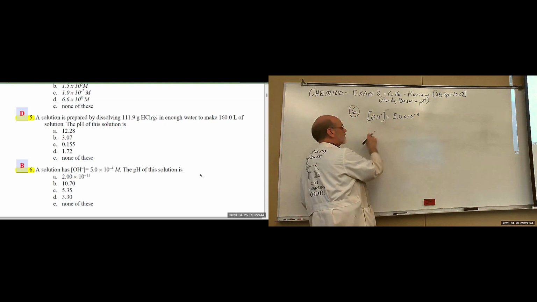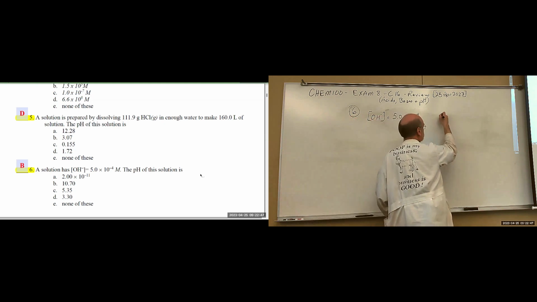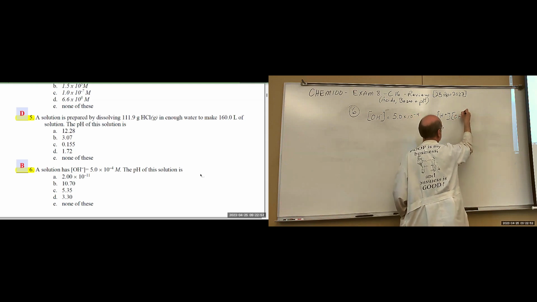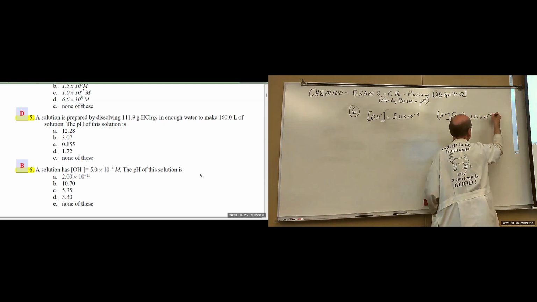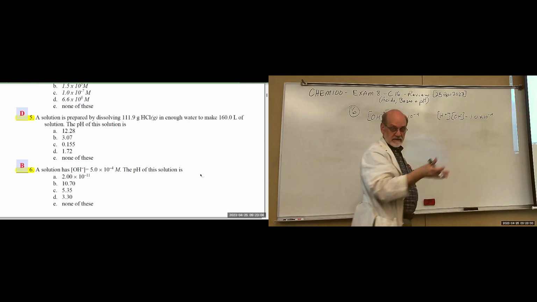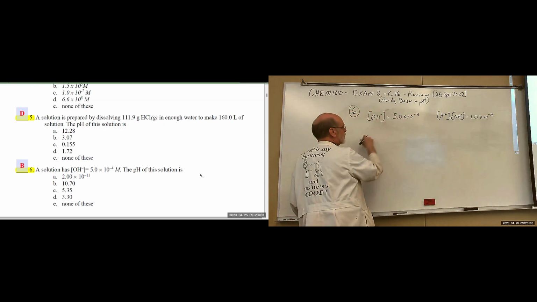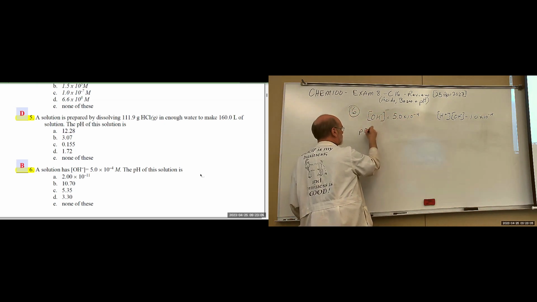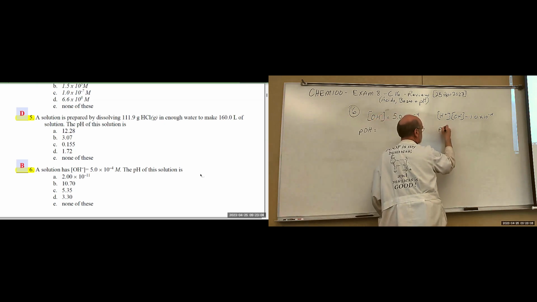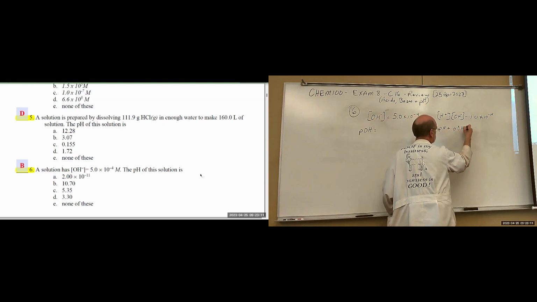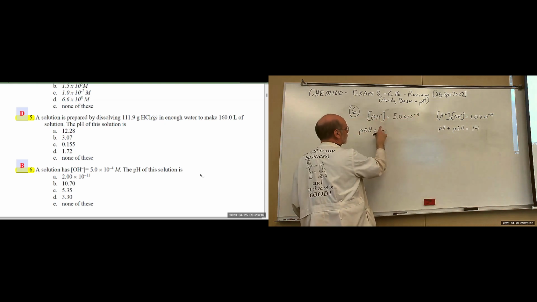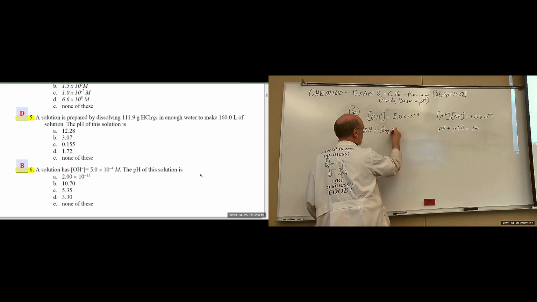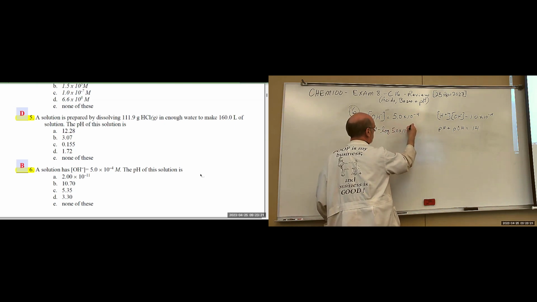Or you can go into the expression of this times this, which is always equal to 1 times 10 to the minus 14. Find out hydrogen ions and then calculate that one. But I'd rather do pOH first, because pH plus pOH equals 14. All right, so what's the negative log of 5 times 10 to the minus 4?